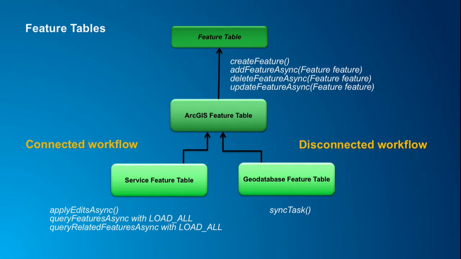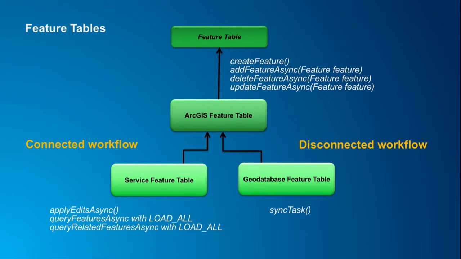we're actually dealing with a service feature table since we're talking to a service. And there is a particular command that you need to issue after you create a feature and add it. You need to basically say, apply edits async, which is sending a message to the server saying, take these edits and apply them to the server. This is in contrast to the geodatabase, which you've downloaded as part of the offline task. You end up not having to do that apply edits async because all your changes are local. And the sync task, which you employ later on to synchronize the changes, is what is used to actually synchronize against the online services.